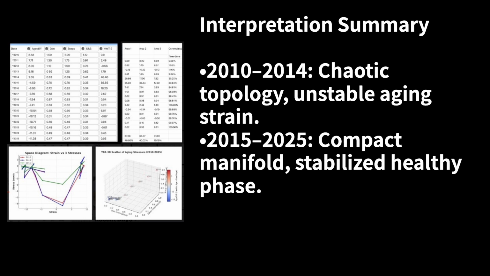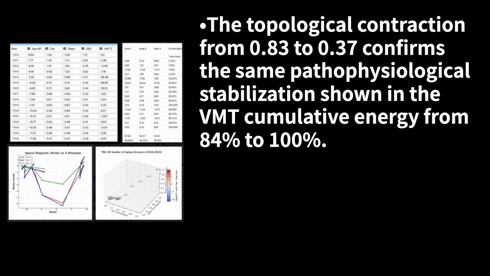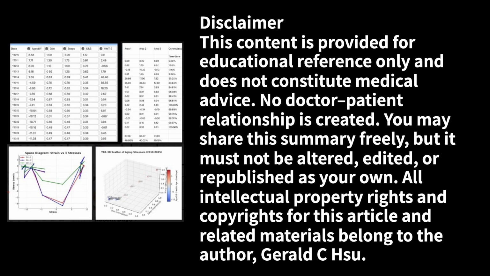Interpretation summary. From 2010 to 2014, chaotic topology, unstable aging strain. From 2015 to 2025, compact manifold, stabilized healthy phase. The topological contraction from 0.83 to 0.37 confirms the same pathophysiological stabilization shown in the VMT cumulative energy from 84% to 100%. Disclaimer: this content is provided for educational reference only, and does not constitute medical advice.